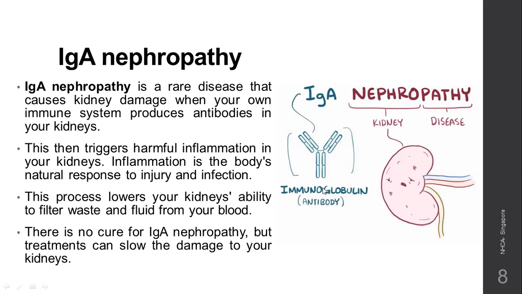Okay. So again, it's a rare condition in which your own antibody, the IgA antibody, will damage your kidney. Your immune system produces the antibody, specifically the IgA antibody, that will damage your kidney cells. This will trigger harmful inflammation in your kidney, inflammation being the body's natural response to injury and infection. So this process lowers your kidney's ability to filter waste and fluid from the body.